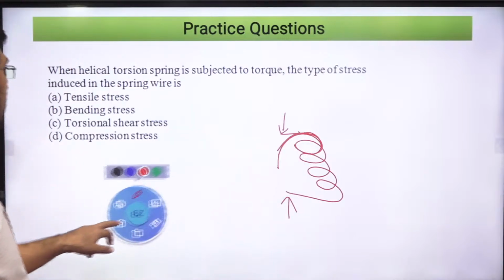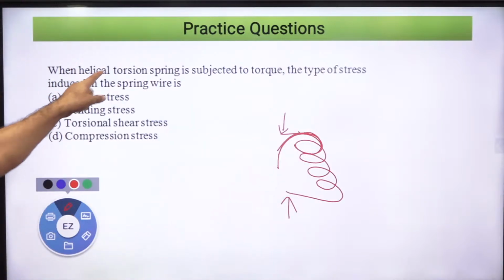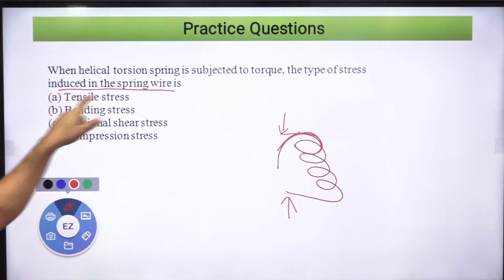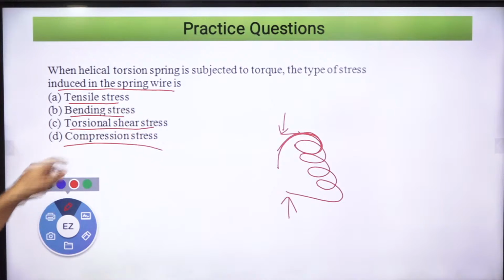So the only stresses that you can talk about over here is when the helical torsion spring is subjected to the torque, the type of stresses induced in the spring wire is tensile stresses, bending stresses, torsional shear stresses, compression stresses. The most appropriate one is going to be bending.